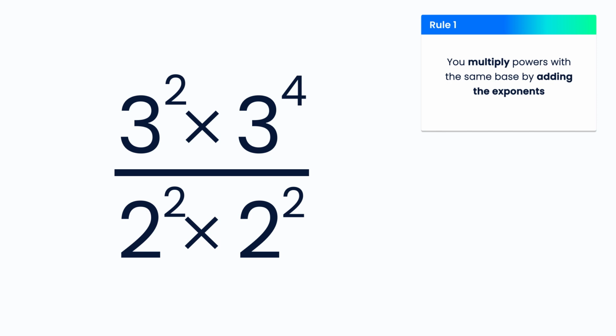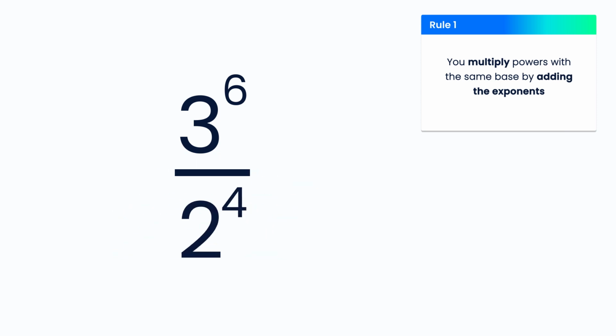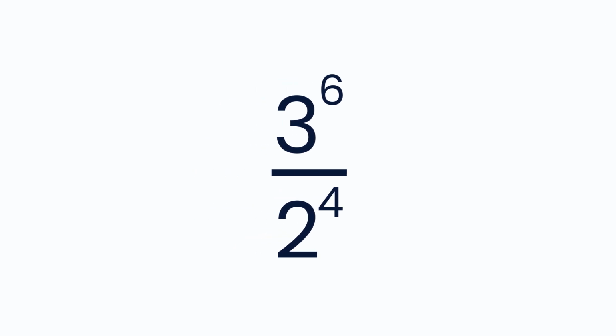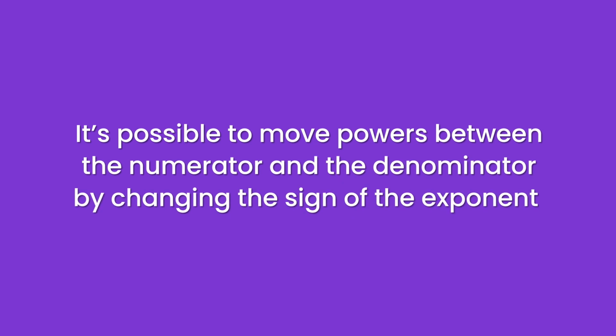In the numerator, 3 squared times 3 to the 4th equals 3 to the 6th. In the denominator, 2 squared times 2 squared is equal to 2 to the 4th. Now you have 3 to the 6th over 2 to the 4th. This fraction can't be reduced because there are no common factors in the numerator and the denominator. That means you can leave this as your final answer without evaluating the numerator and denominator separately. It's possible to move powers between the numerator and the denominator by changing the sign of the exponent.